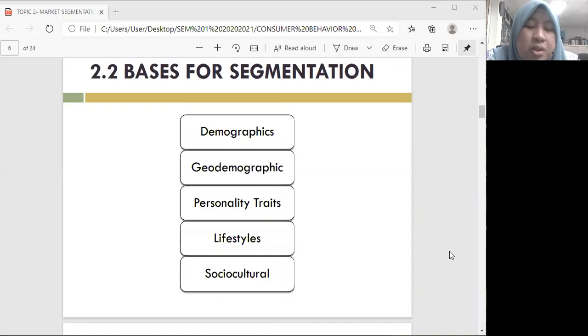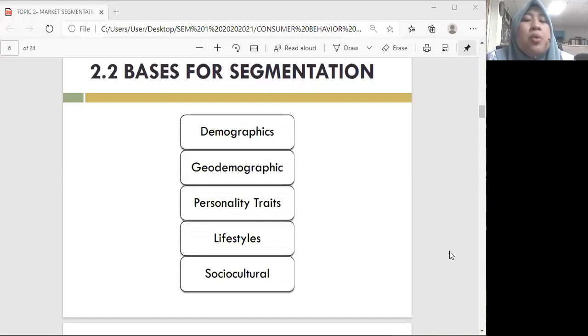North region is represented by, like, Kedah, Penang, Perak. Then maybe in the south region we have Malacca, Johor and Negeri Sembilan. Or maybe in the west region, for example, Sabah and Sarawak. And in the central region we have Kuala Lumpur and Selangor. Then maybe in the east region we have Kelantan, Terengganu, Pahang. Okay, so this is geodemography.